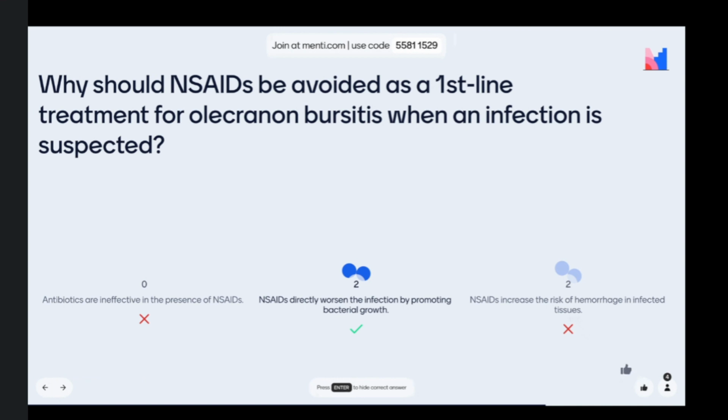So it was because it directly worsens the infection by promoting bacterial growth. Because when we give the NSAIDs, they have anti-inflammatory properties, so it will make the infection spread. So you can just worsen your patient's case. So you should make sure that there is no suspicion of an infection, so that you can give them.